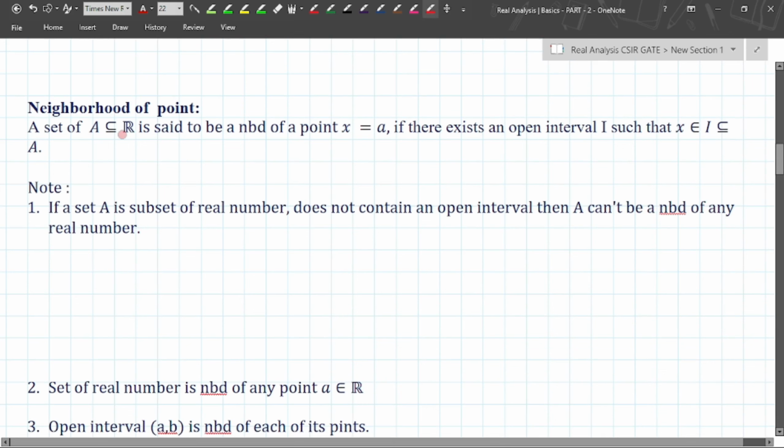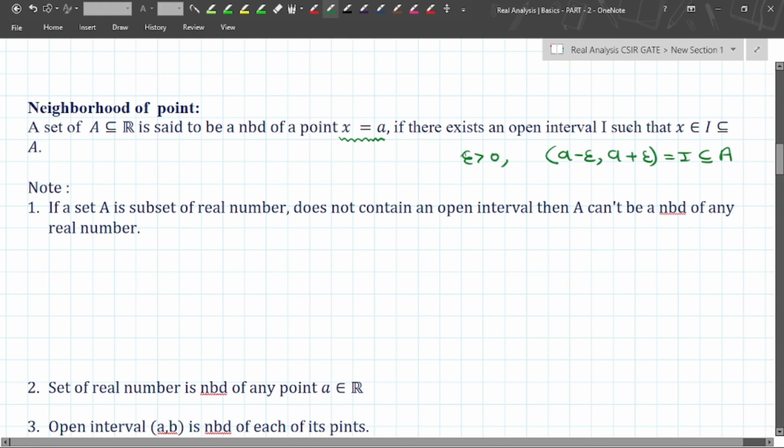So basically a set of real numbers, which is a subset of the real numbers, is said to be a neighborhood of a point x equals a if there exists an open interval I such that x belongs to I subset of A. It means A should contain at least one open interval with respect to that particular point, then there exists a neighborhood. So it means for every epsilon greater than 0, there exists an open interval of the kind a minus epsilon and a plus epsilon. All these elements must be contained in that particular set. Then we can say that this will be the neighborhood of the set.